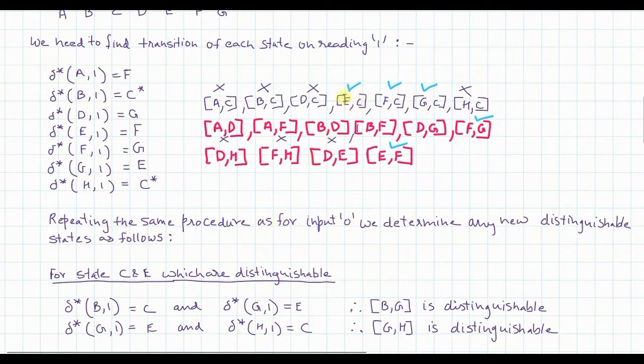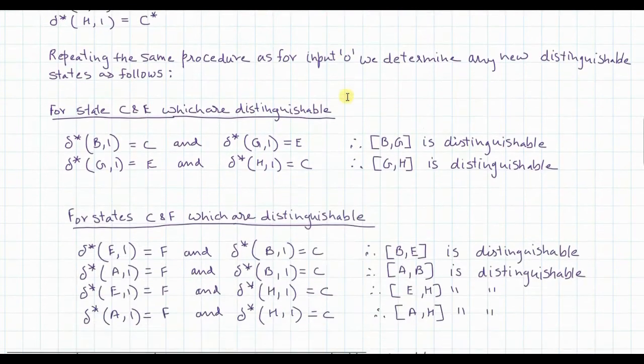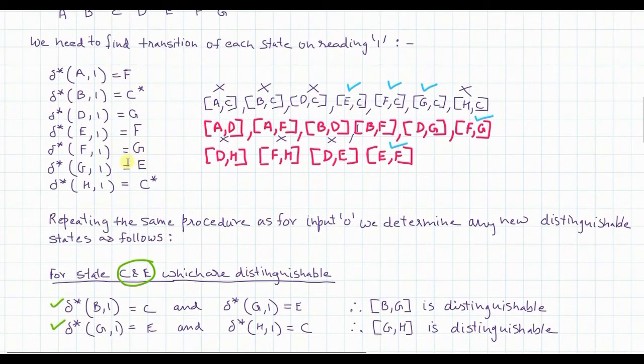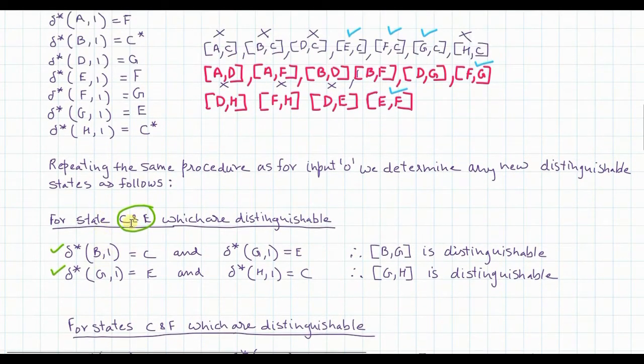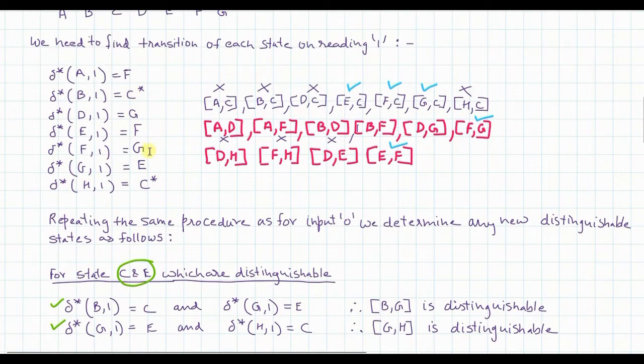First we are going to see the pair E comma C or C comma E. E and C are already found to be distinguishable. So let us continue. For the states C and E, which are found to be distinguishable, we get only these two combinations. Looking on the right hand side, like what I did in the previous iteration, I will not repeat it. Just see C and E. Now C appears at two places and E appears at only one place. So one combination will be this and the second combination will be this.